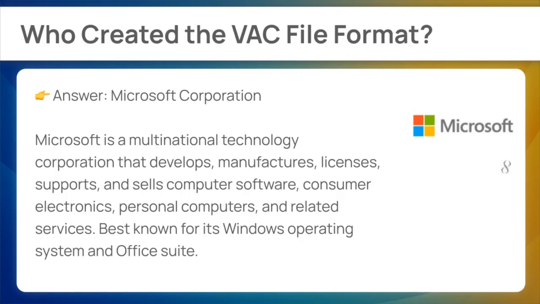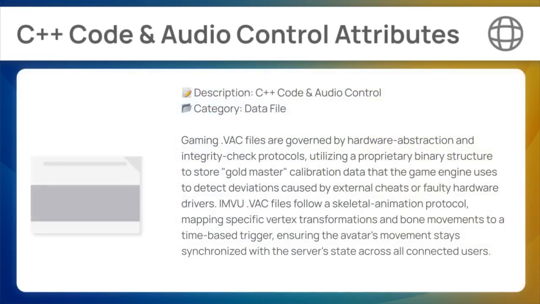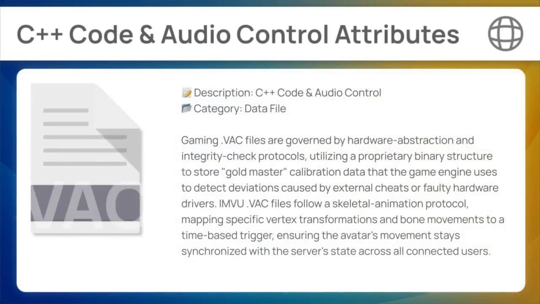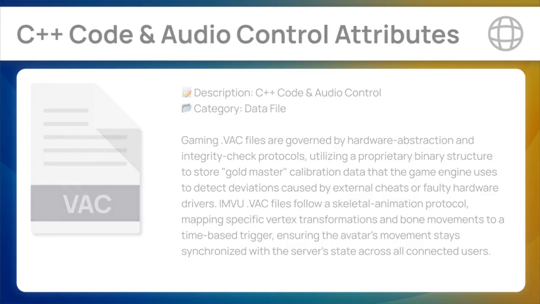Gaming VAC files are governed by hardware-abstraction and integrity check protocols, utilizing a proprietary binary structure to store gold master calibration data that the game engine uses to detect deviations caused by external cheats or faulty hardware drivers. IMVU VAC files follow a skeletal-animation protocol, mapping specific vertex transformations and bone movements to a time-based trigger, ensuring the avatar's movement stays synchronized with the server's state across all connected users.